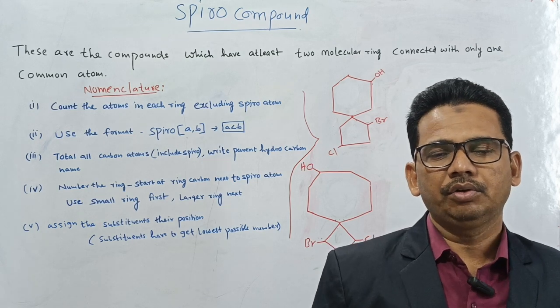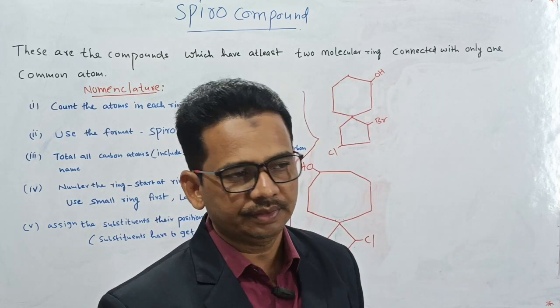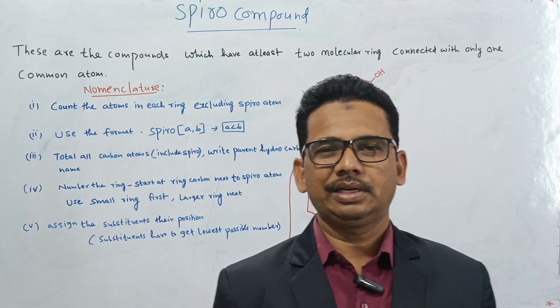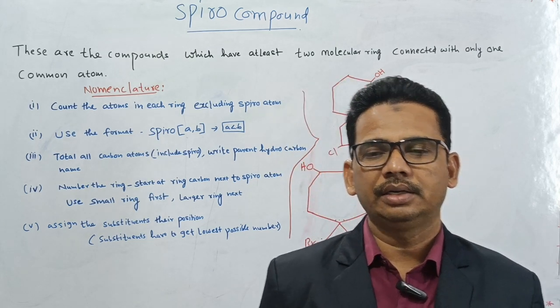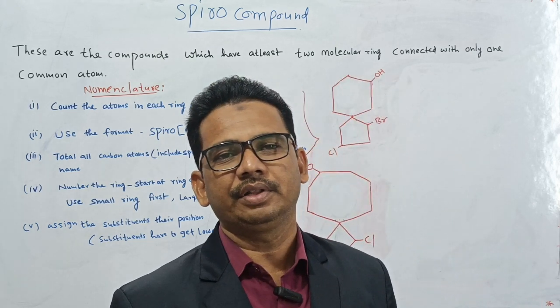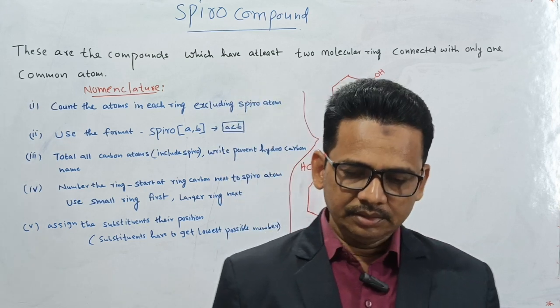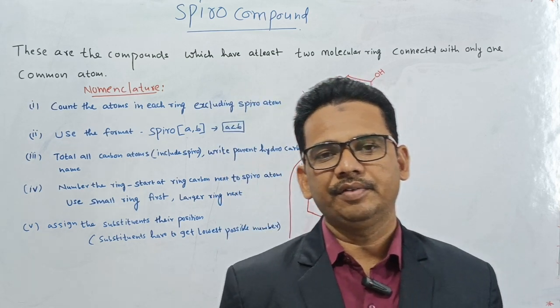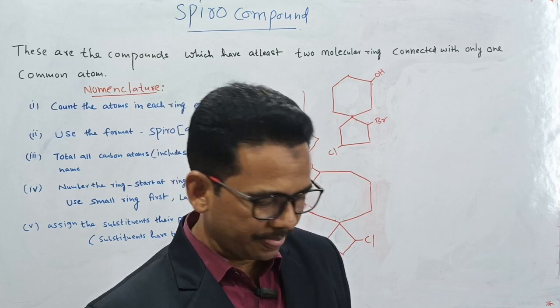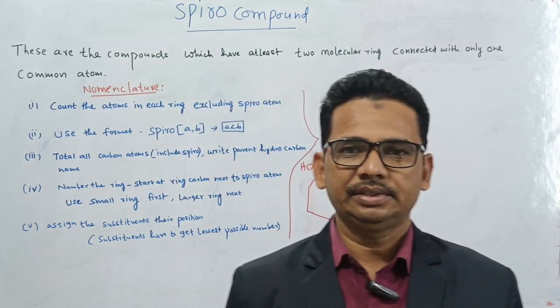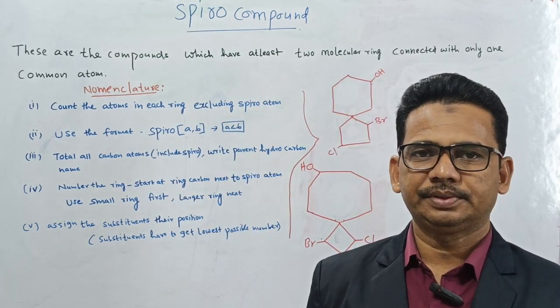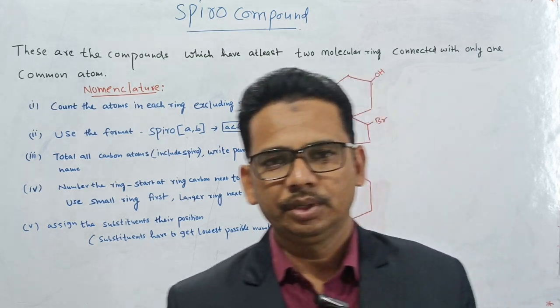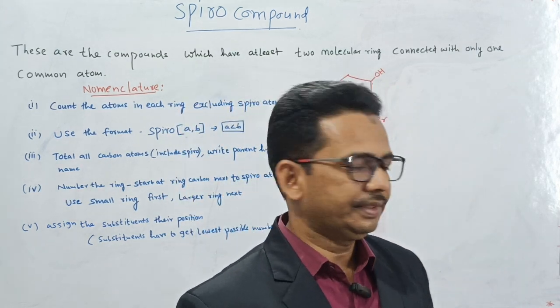Then we should know the definition for this one. What exactly are Spiro compounds, and how do we give the nomenclature? Adolf von Baeyer gave the nomenclature for this. Then we can see the nomenclature of these particular compounds. Okay, I hope you are concentrating on this.